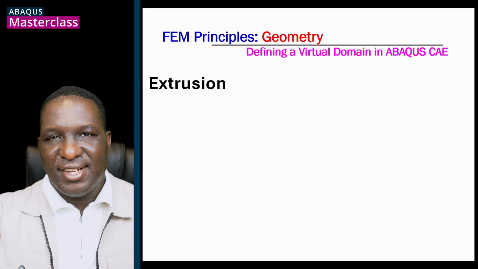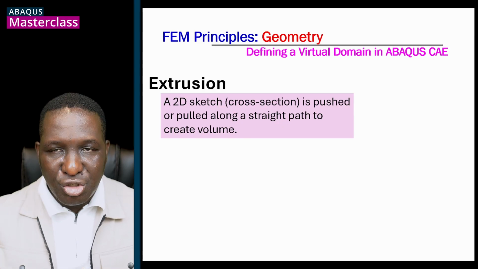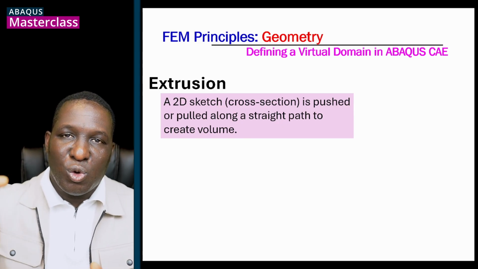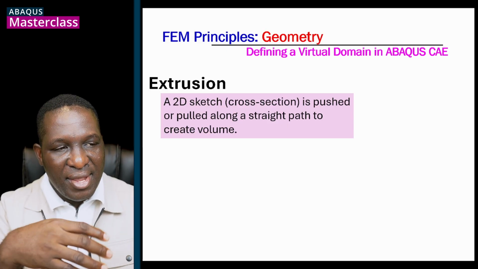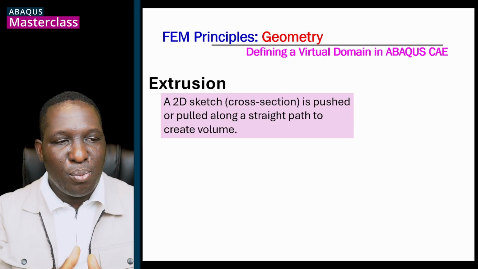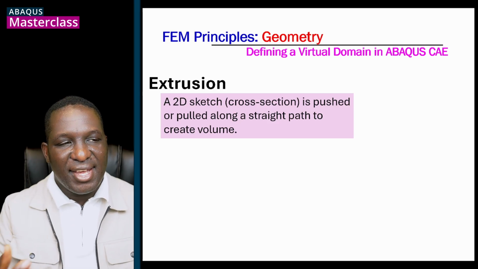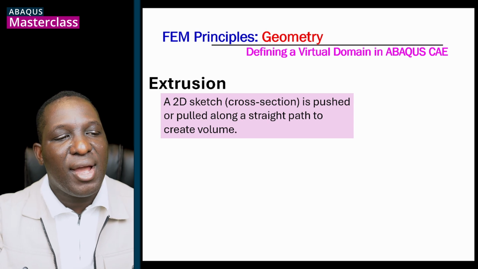So the first one is extrusion. You have a 2D sketch, which is a cross section, and it's normally pushed or pulled. You push it to create an outward extension, or pull it to create a re-entrant cut. So you either push or pull along a straight path to create a volume. This is unique. Extrusion is usually done along a straight path, and that leads to a volume.